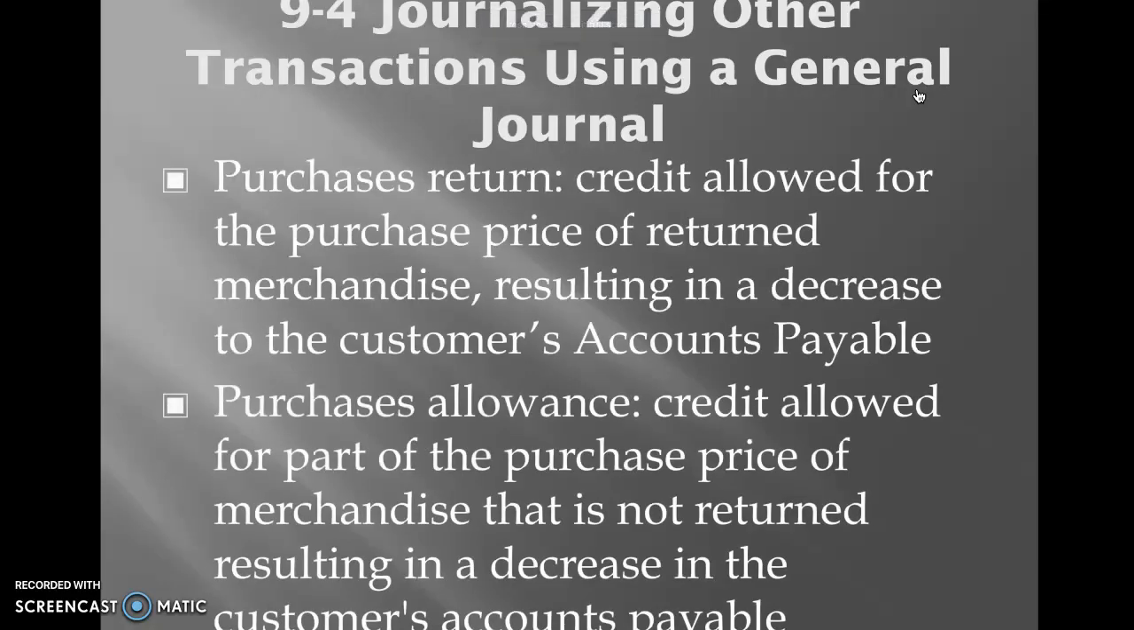Then a second type of entry we might have would be considered purchases allowance. And this is a credit allowed for part of the purchase price that is not returned, resulting in a decrease in the customer's accounts payable again. So maybe they have something and it was damaged, not by them, but by something that happened in the process of them getting it or on delivery. So you're just going to return them a partial amount of money, so they will now owe you less.